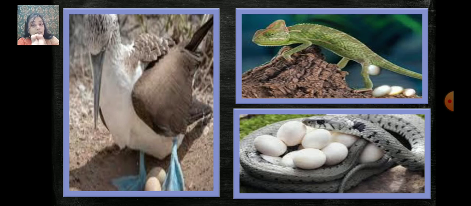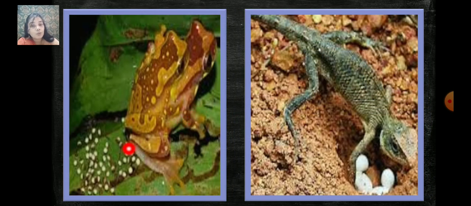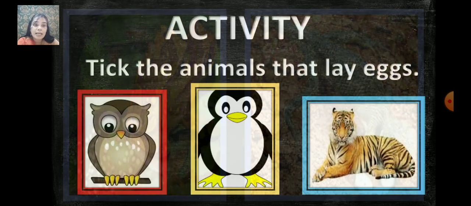But this is in the next session. We will learn in detail how this egg hatches and how the baby is formed inside the egg. Now just look at this picture. So this is a duck, so it lays the egg. Chameleon lays the egg. Snake also lays eggs. Frogs also lay eggs. Lizards also lay eggs.